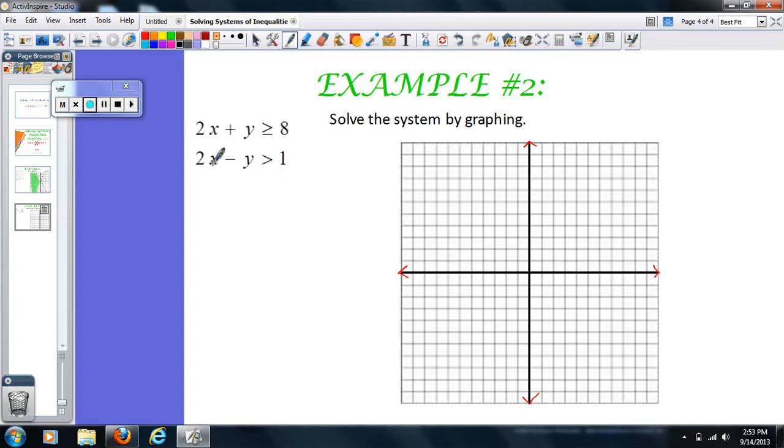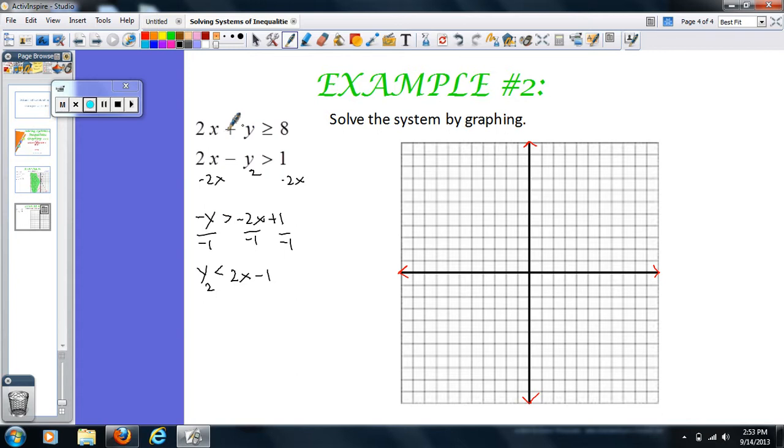Alright, so let's go ahead and we'll convert y2 first. So I'm going to just subtract 2x from both sides. And I'm going to get negative y greater than negative 2x plus 1. Now I'm going to divide by negative 1. And I get y is, remember, dividing or multiplying by a negative, you have to flip the sign. And this is going to be 2x minus 1. So this is going to be y2.